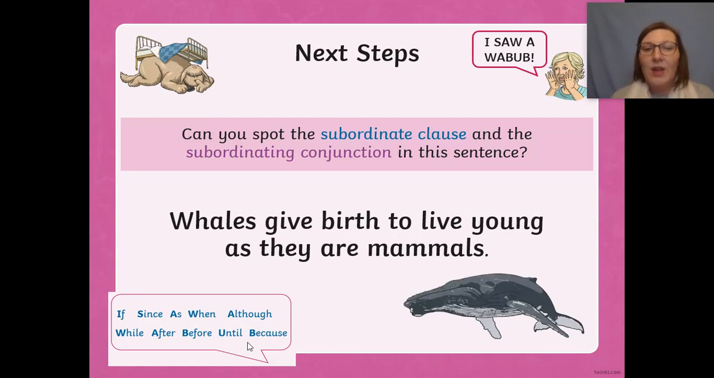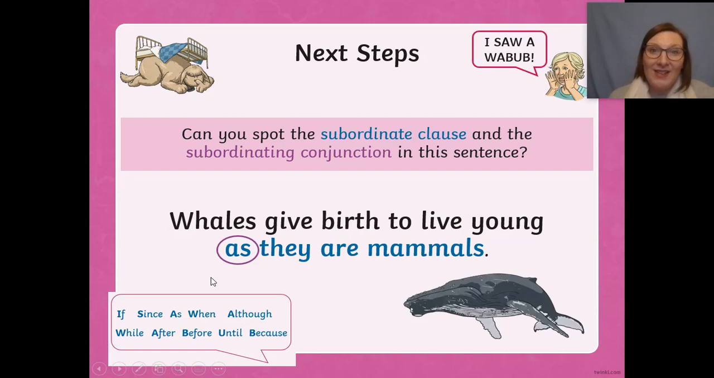Okay, shall we have a look? So our sentence, let me read it to you: "Whales give birth to live young as they are mammals." This is my main clause here: "Whales give birth to live young." That's my main clause, my independent clause. My subordinating clause is here: "as they are mammals." "They are mammals" on its own wouldn't make sense. And this word here, "as," tells me that that's my subordinating conjunction. If I have a look down here, we can see it. Okay. So "as they are mammals," and "as" is my subordinating conjunction.